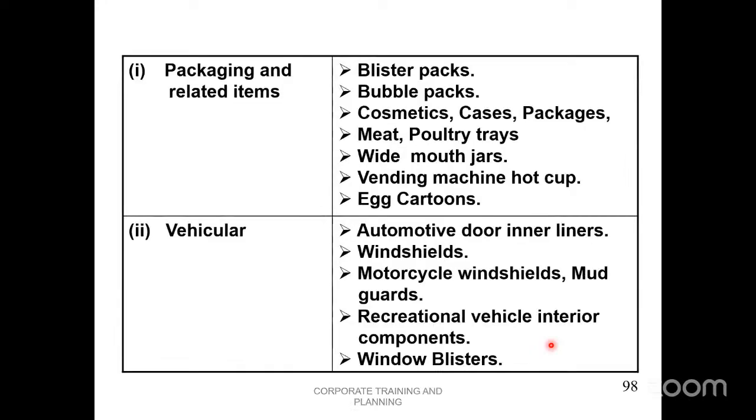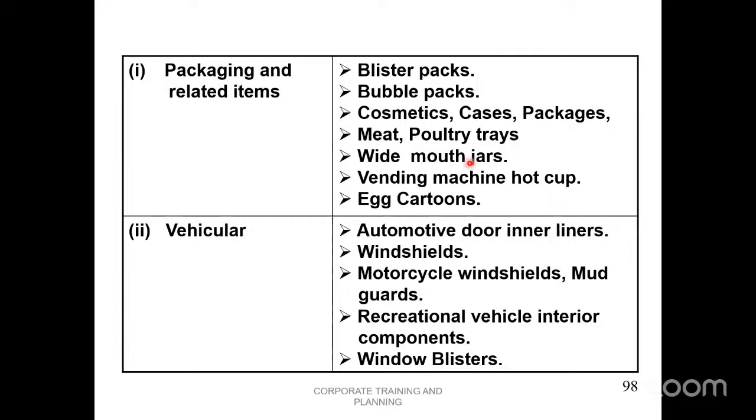And we have seen packaging and related items: blister packs, bubble packs, cosmetic cases. We see all these day to day. We are using these packaging products here. If you go to any mall or any place, you see all these thermoformed products there, friend. Even the tablets which you buy from the medical store are packed by a thermoforming machine. Every industry, the medical and pharmaceutical industry, has a thermoforming machine. The food industry also has thermoforming machines.